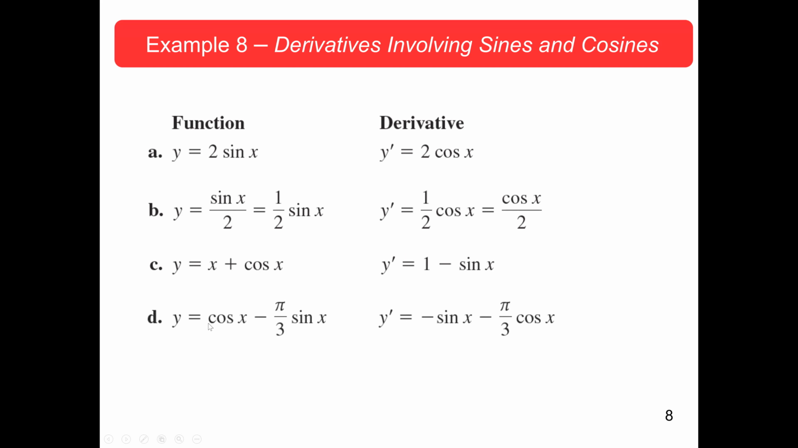Next, we have y equals cos x minus pi over 3 sine x. Again, pi over 3 is a constant value. So here we can use the difference rule. We find the derivative of cos x, which will give us minus sine x. Then we have minus pi over 3. We leave the constant value. Then we find the derivative of sine x, which will give us cos x. So again, the derivative of cos x will give us minus sine x. Then the constant value, we leave it alone. Then the derivative of sine x will give us cos x.